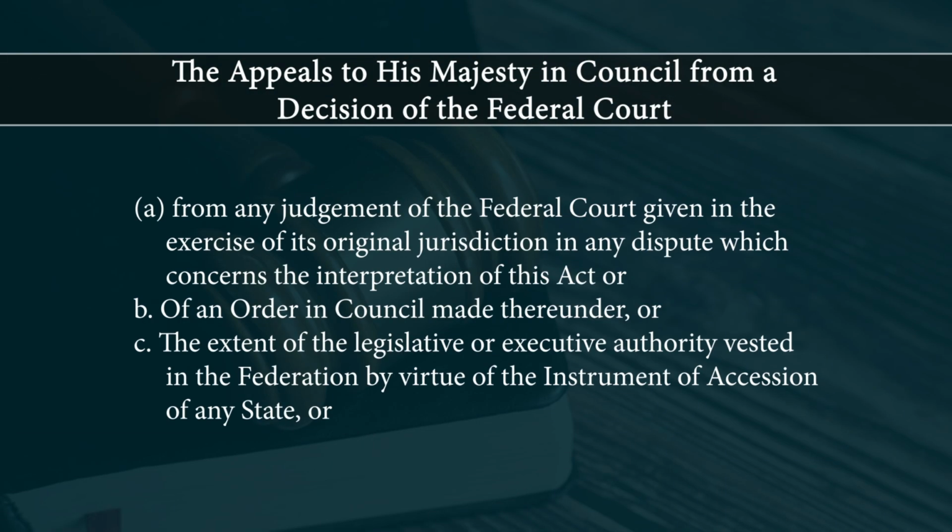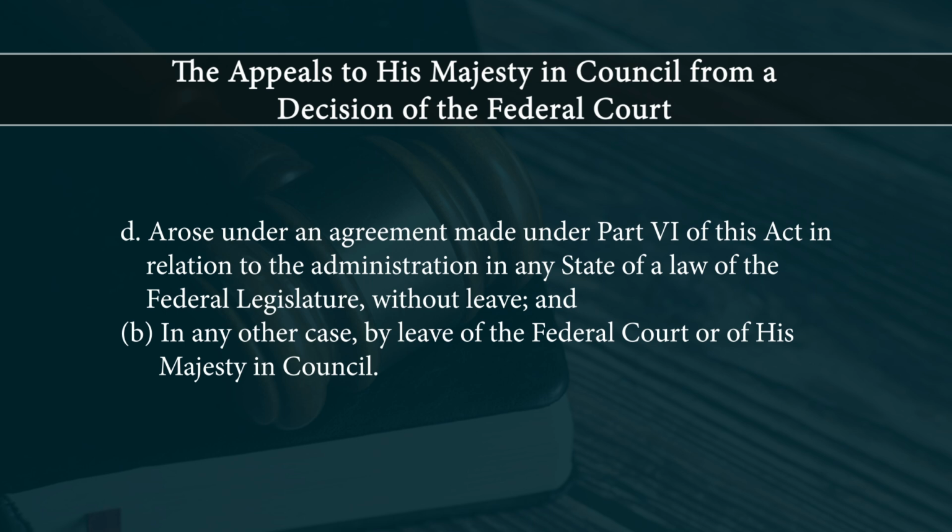Firstly, from any judgment of the federal court given in the exercise of its original jurisdiction in any dispute which concerns the interpretation of this Act, or secondly, of an order in council made thereunder, or thirdly, the extent of the legislative or executive authority vested in the federation by virtue of the instrument of accession of any state, or fourthly, arose under an agreement made under Part 6 of this Act in relation to the administration in any state of law of the federal legislature without leave, and in any other case by leave of the federal court or of His Majesty in Council.